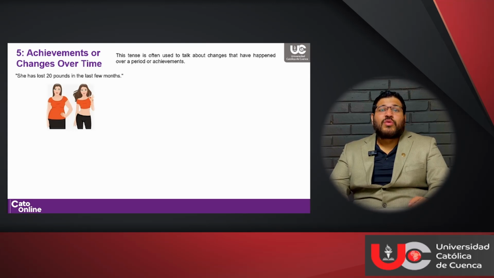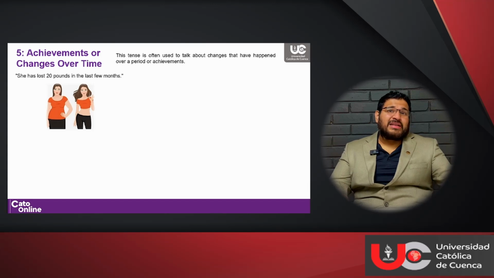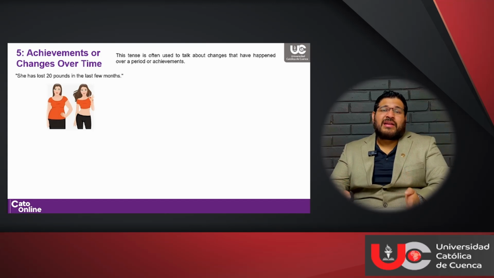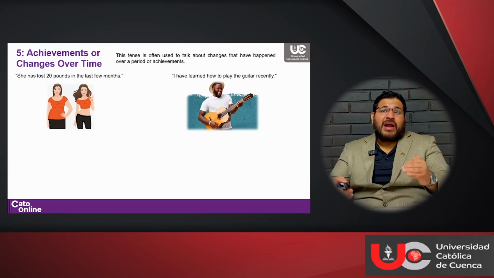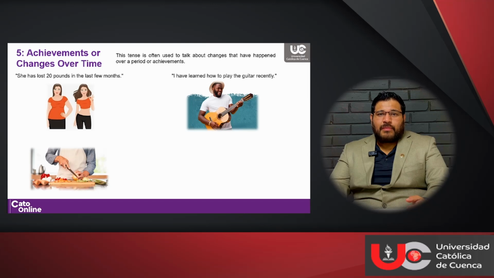She has lost 20 pounds in the last few months, okay? Here we can see that it is an achievement that has been done from the past and now it is happening in the present, okay? For example, I have learned how to play the guitar recently. It is another achievement, okay? Because before, she has been practicing this skill. Or, I have improved my cooking skills significantly, okay?